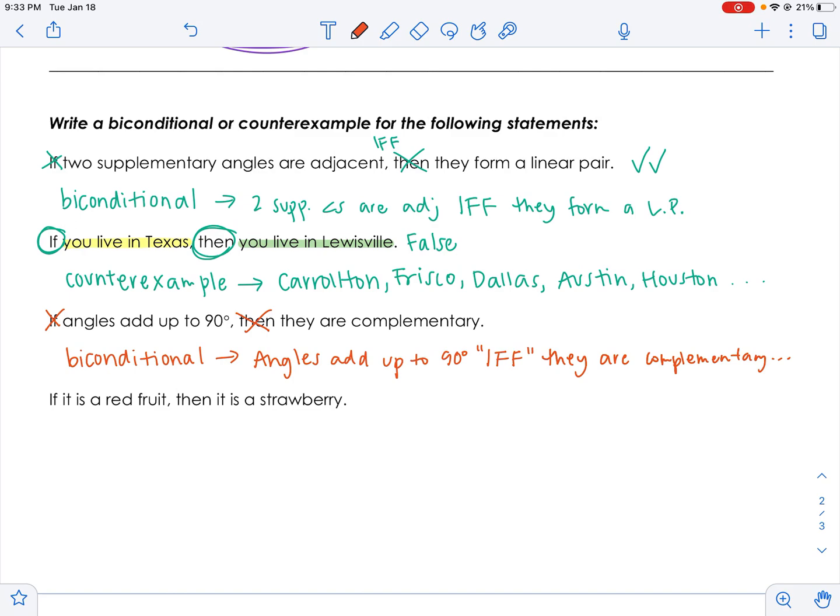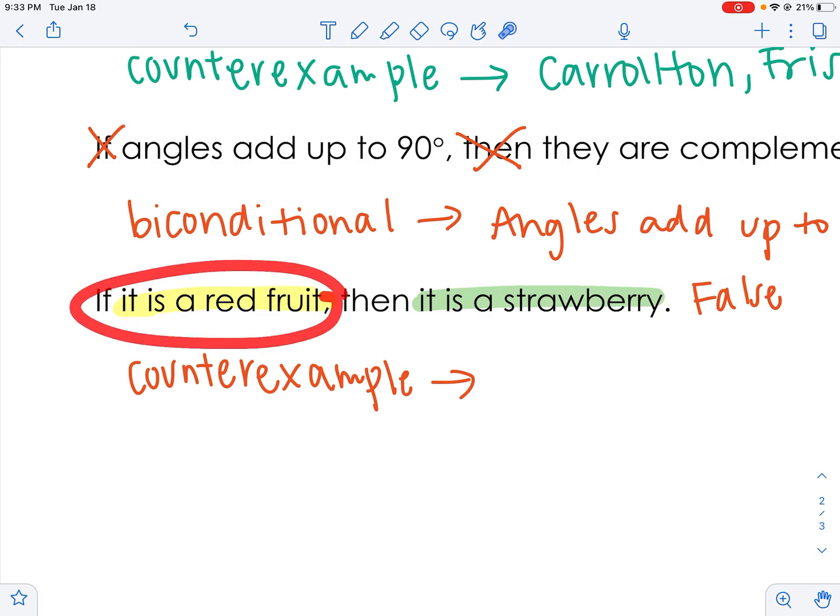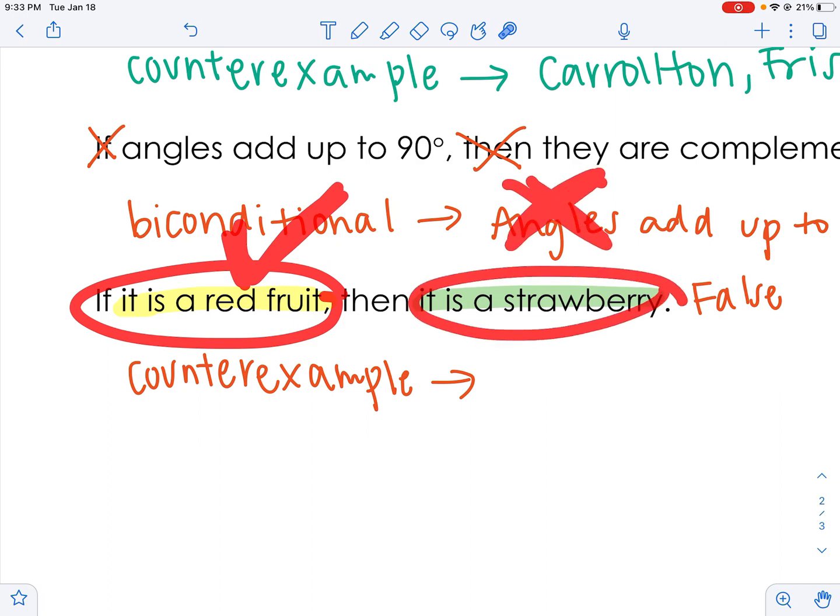Okay, and then for this next one, if it's a red fruit, then it's a strawberry. Hopefully you said that that was false, which means that you can provide a counterexample. Now, this is where students tend to struggle with counterexamples, is that I'll always have students go, oh yeah, like red bell peppers. Well, those are vegetables, not fruits. Or one time I had a girl go, oh yeah, like his shirt is red. Okay, well that's not a red fruit. It has to be a red fruit. Remember, a counterexample has to meet the condition, but it's not a strawberry.